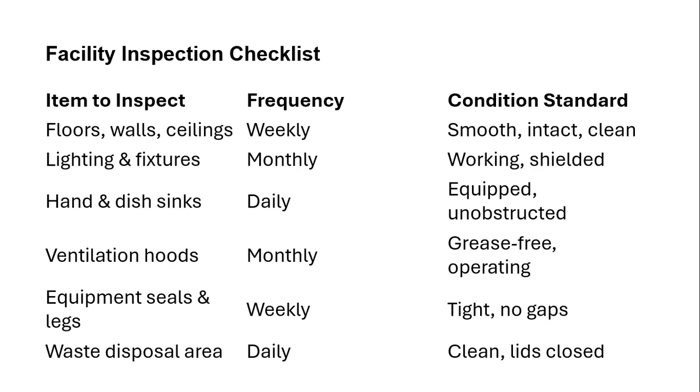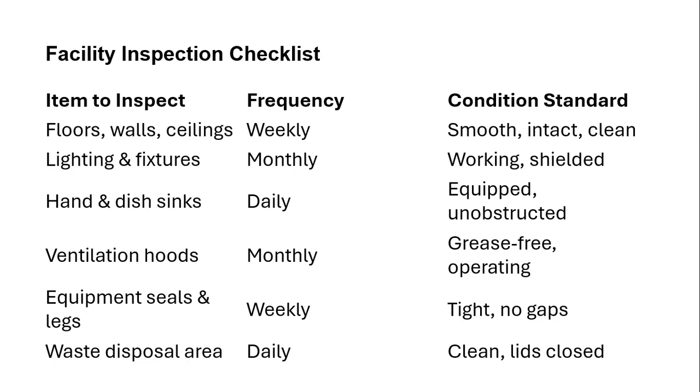So when we're looking at our facility checklist, floors, walls, and ceilings should be inspected weekly. They should be smooth and intact and clean. Lighting and fixtures should be checked monthly. They should be working and shielded. Remember to protect them from shattering onto food. Hand and dish sinks should be cleaned daily and equipped and unobstructed. Equipped as in they should have the soap, they should have the hand towels, they should have the sign, they should have a trash can nearby to throw out the hand towels.